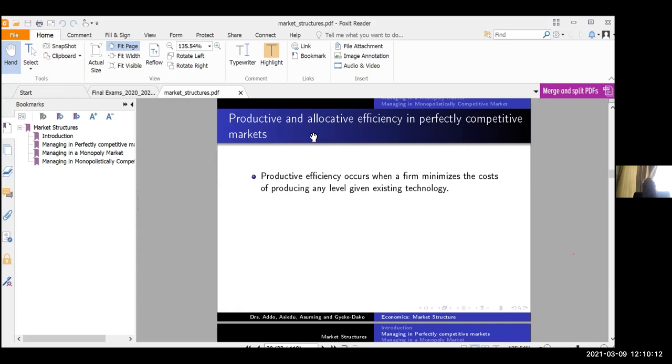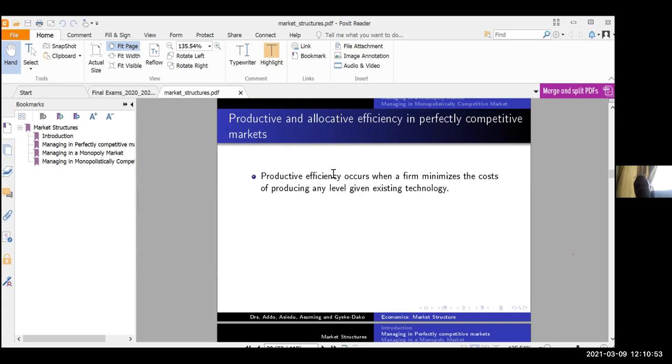So in this market, we are going to talk about productive and allocative efficiency. Firms have to be efficient in this market. Okay? In a monopoly market, if the firm is not efficient, they just pass the price on to consumers. In competitive markets, if you're not efficient, there's nobody to pass it on to. Because if you want to pass it on to me as a consumer, Auntie Amma is selling tomatoes on the side. You cannot say you are selling yours today for 50 Ghana a basket when Auntie Amma, who is closer to you, is selling for 15 Ghana, okay? People move. So you better be efficient and produce at a cheaper cost so that you can sell at the lowest price, okay?